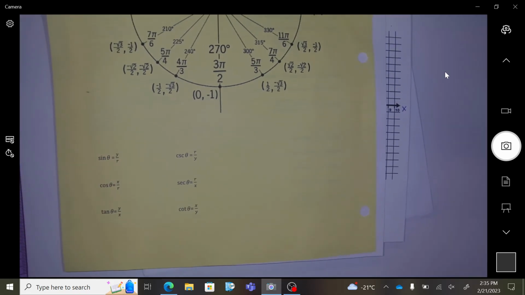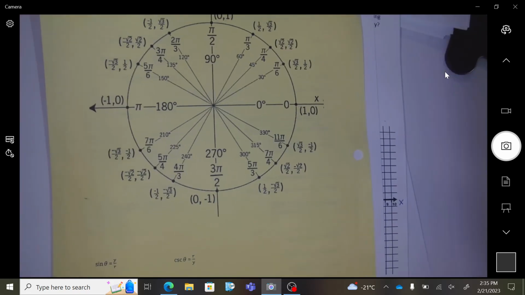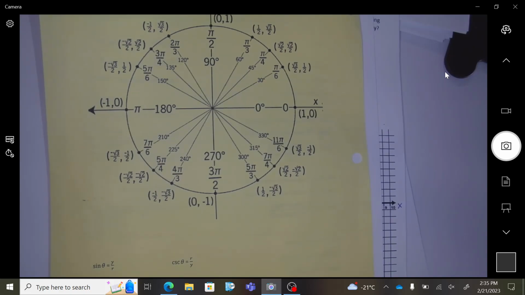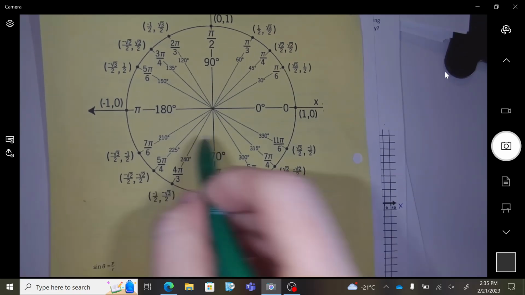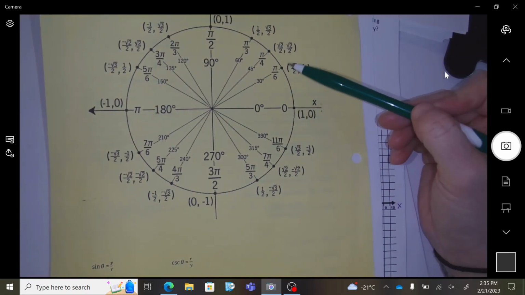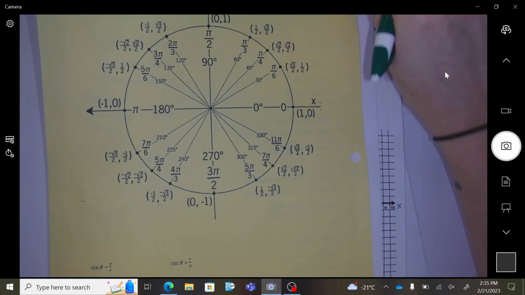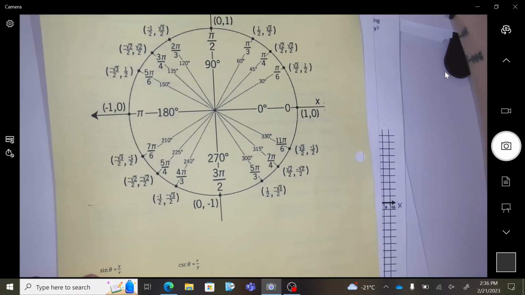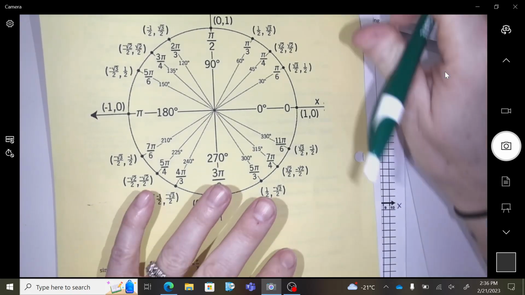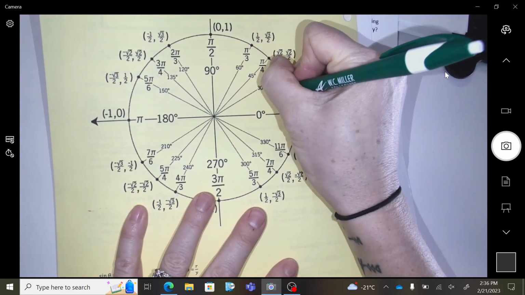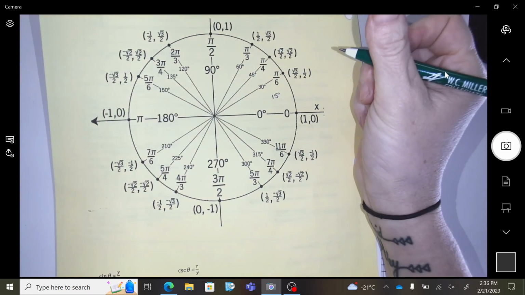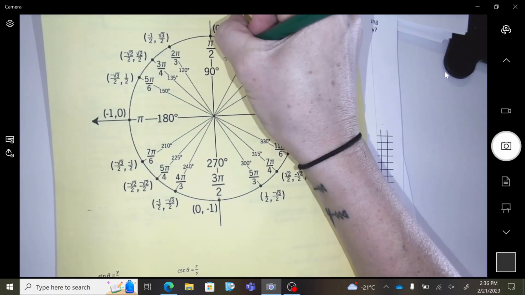Okay, so today, when we start this next unit, we are going to learn what to do with angles in between. The in-between angles we're going to learn about are the 15s and the 75s. So let's start by writing them on our unit circle. Give me a 15 degree there and a 75 degree there.